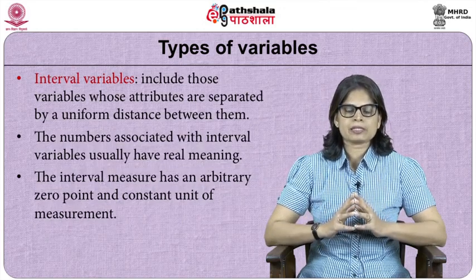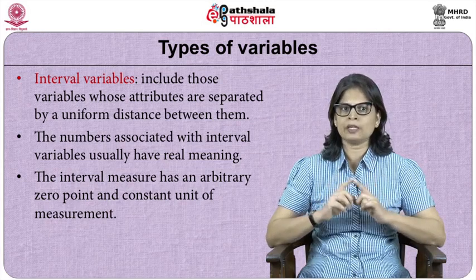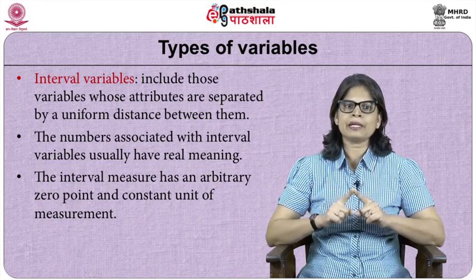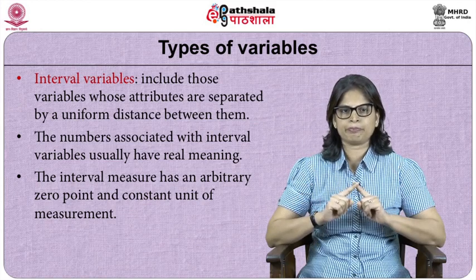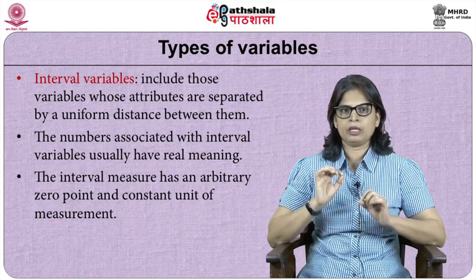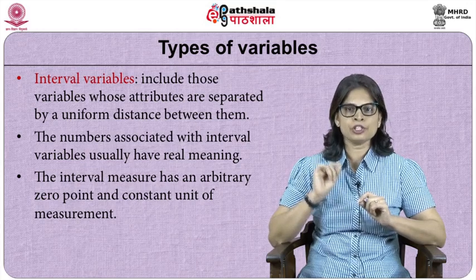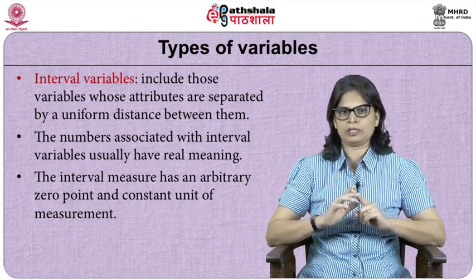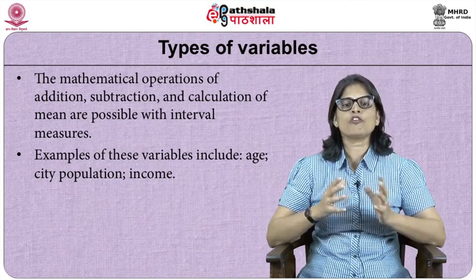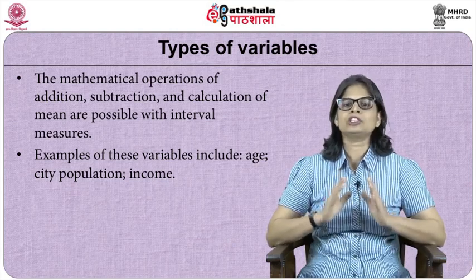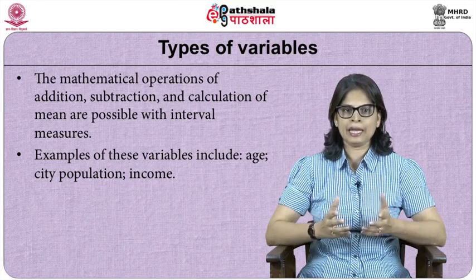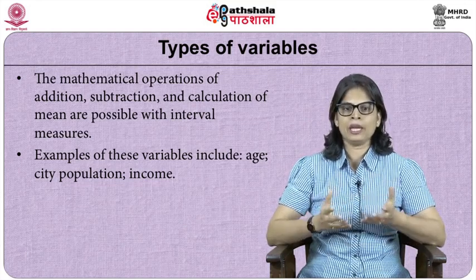Now, what are interval variables? Interval variables include those variables whose attributes are not only ranked or ordered, but also separated by a uniform distance between them. The numbers associated with interval variables usually have real meaning. Such measures have an arbitrary 0 point and a constant unit of measurement. The mathematical operations like addition, subtraction and calculation of mean or average are possible with such type of interval data. The examples of interval variables include age, income, city population, weight, height, etc.